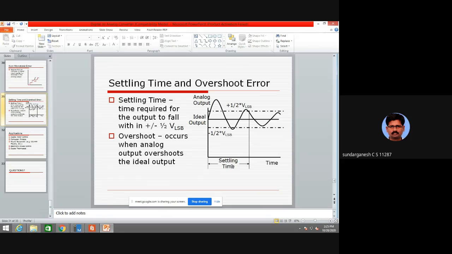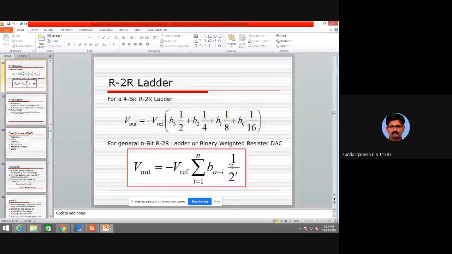Settling time is the time required for the output to fall within plus or minus 1/2 LSB. Overshoot occurs when the analog output overshoots the ideal output.